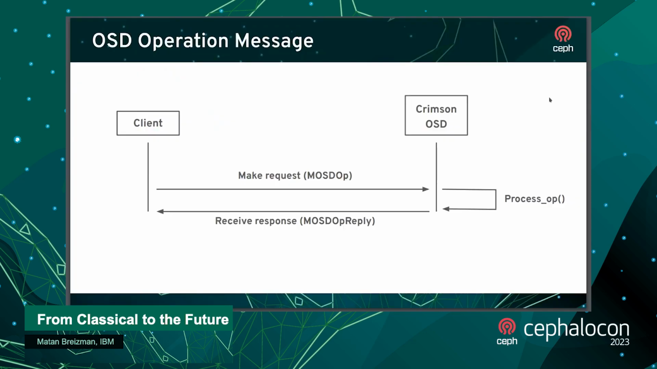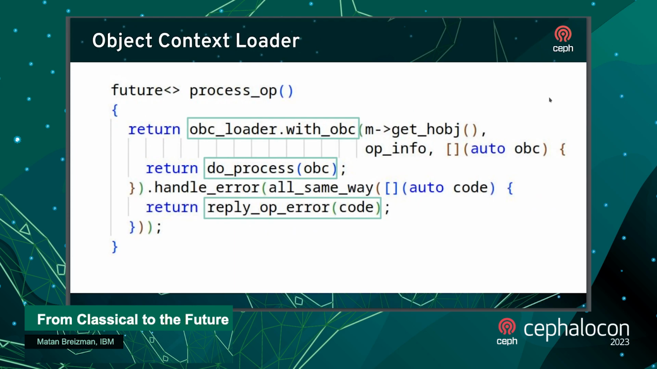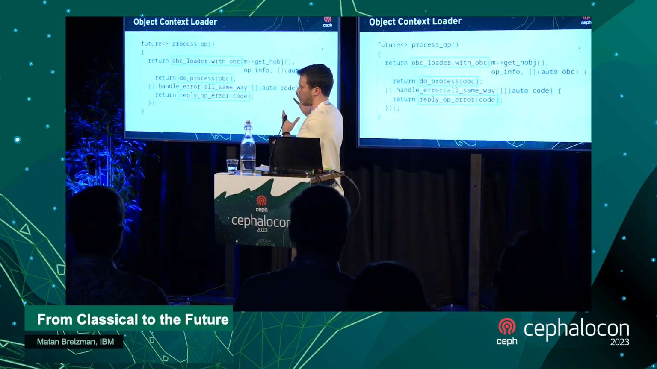But now the difference is that Crimson OSD will handle the operation with a function we have implemented named process operation. So now we see this code is slightly different than what we've seen earlier. This is the Crimson way of writing this, how we handle the message. So I will go over it. I will try to make it as simple as possible. So we have the future return value type from our process op function.